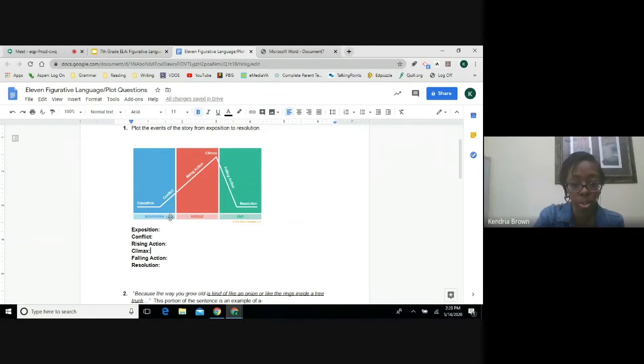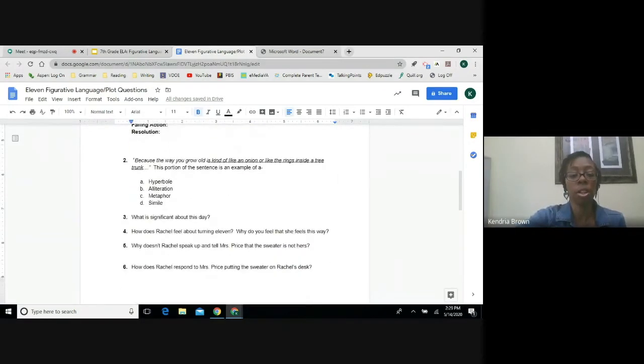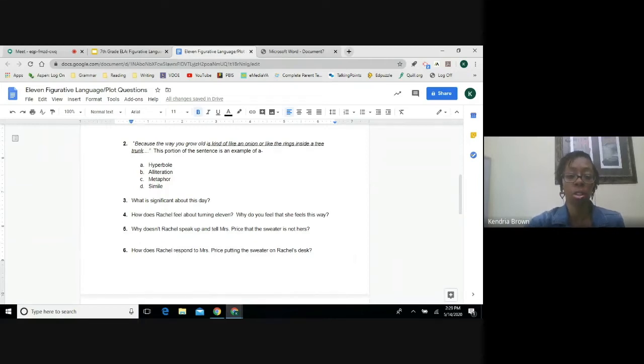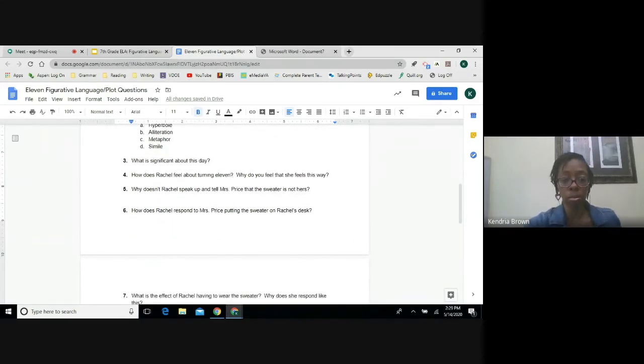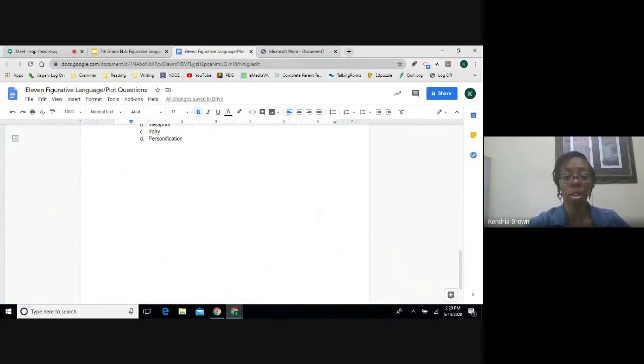If you want, you can just draw a plot chart. That's why I put this example here so that you guys can do that in your notebooks if that's easier than just writing everything out like I've done down here. For the rest of the questions, you're going to answer them accordingly. Some of them are multiple choice, and they address figurative language. Others are short answer responses. So you will write the responses to these questions in your notebooks as well. There are a total of 9 questions.